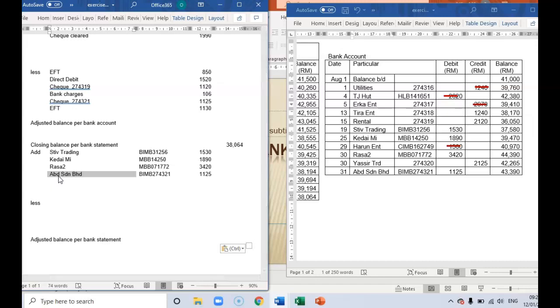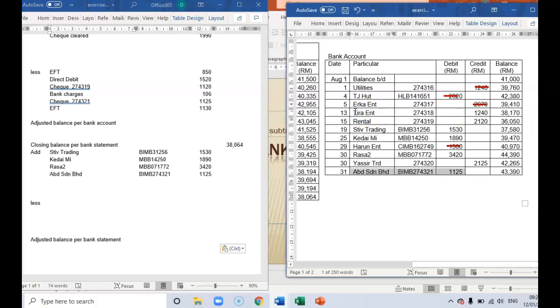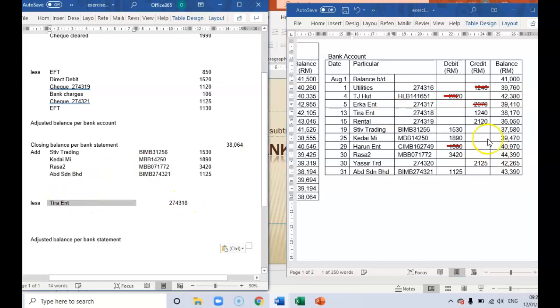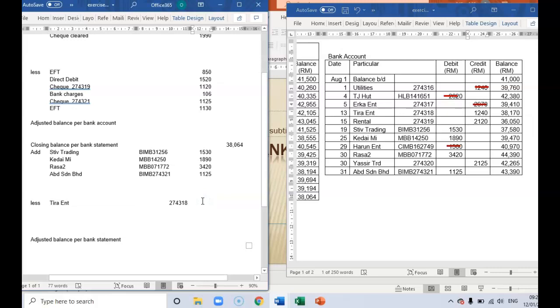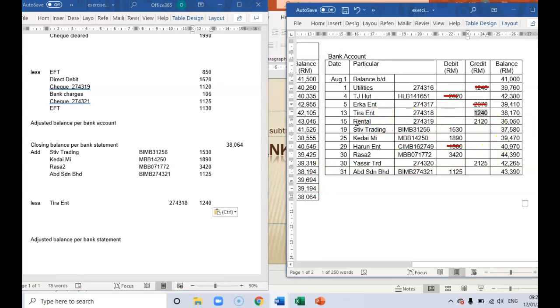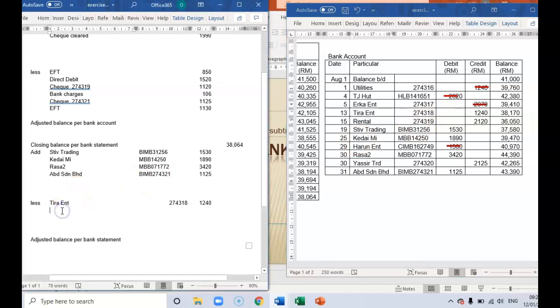Less means that the cash outflow from your bank account. So this one will be taken from the credit side of bank account, that is Tira Enterprise. Remember, please put the check number, so that it is easier for you to check back if there is any error while you're preparing this bank reconciliation statement.